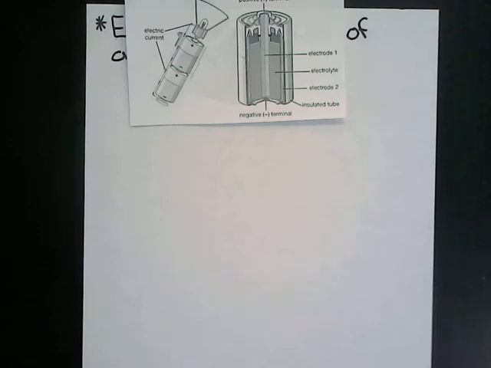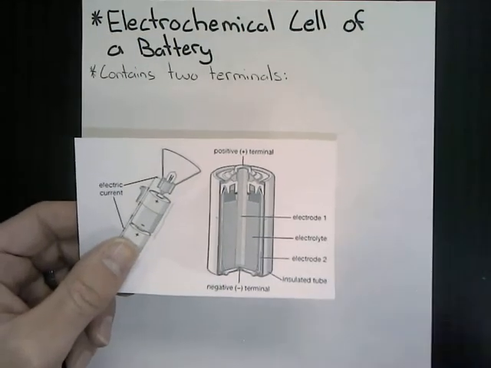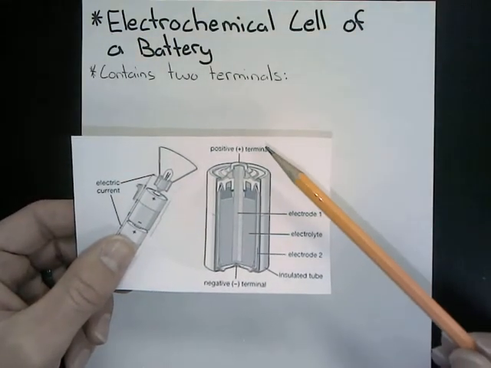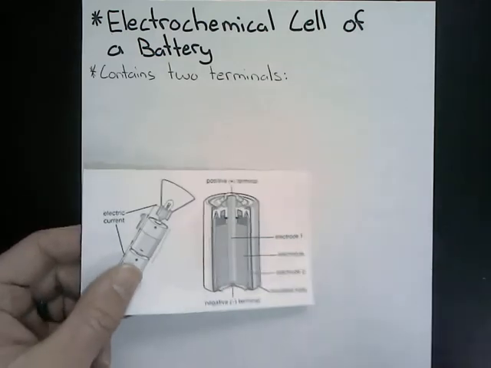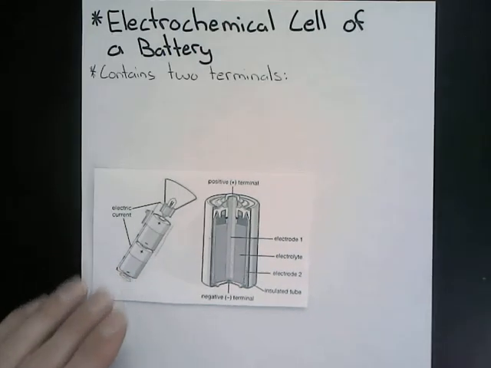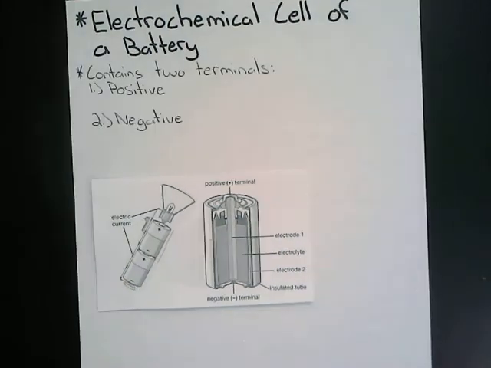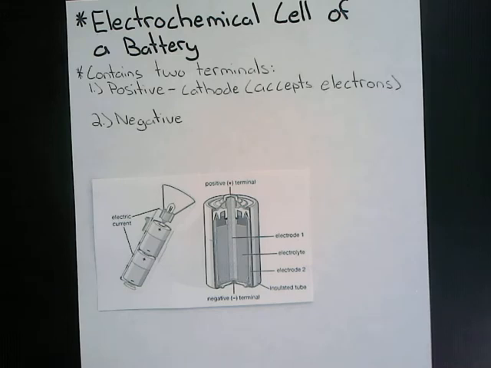So number one, we have to remember that this battery is going to contain two terminals. And so as you can see from the picture here, the one terminal is a positive terminal and the other terminal is a negative terminal. Now within the battery, the positive terminal is the cathode, or the portion that accepts the electron. And the negative terminal is the anode, or the portion that releases those electrons.